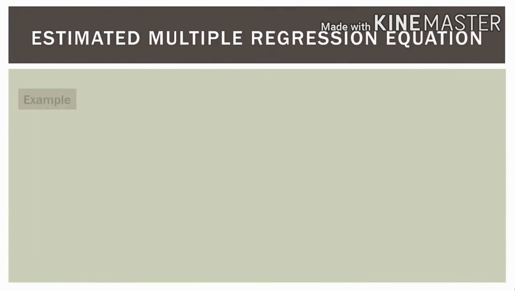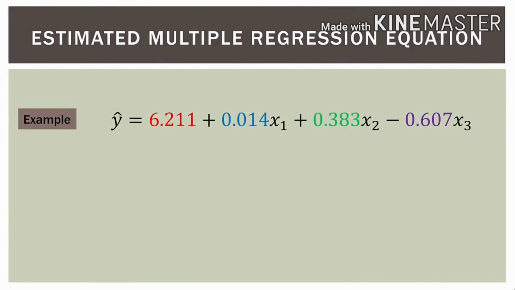So let's go ahead and look at an example. This is a multiple regression equation you may generate based on some analysis you conduct. So we have y hat equals 6.211 plus 0.014x1 plus 0.383x2 minus 0.607x3. This is a standard form of a multiple regression equation you may generate.